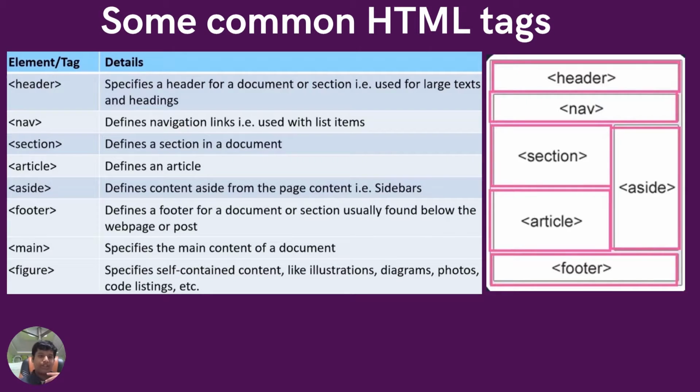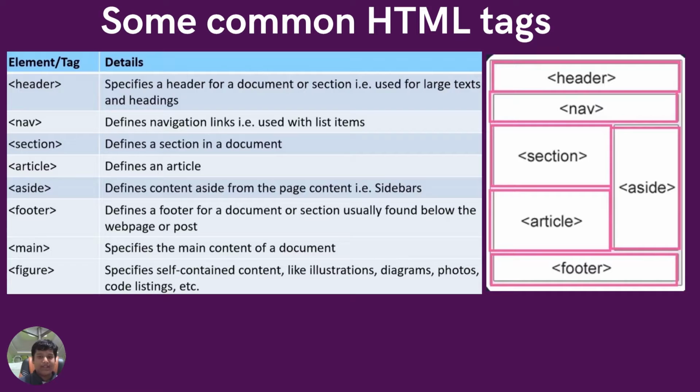These are a few more common HTML tags which make up the structure of the web page. So the header, it specifies a header for a document or section that is used for large texts and headings. Navigation, NAV, it defines navigation links that is used with list items. You can see the structure over here. This is the header, this is the nav. And section defines a section in a document. You can see the section over here like this. It forms a box or a structure.